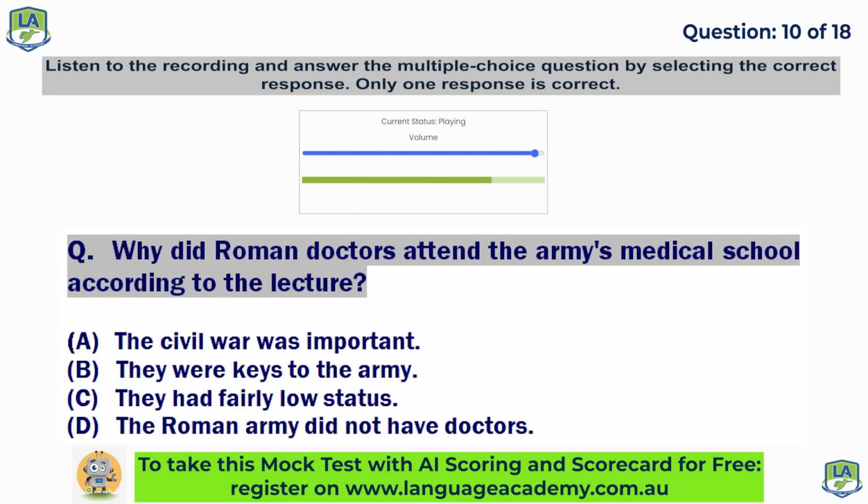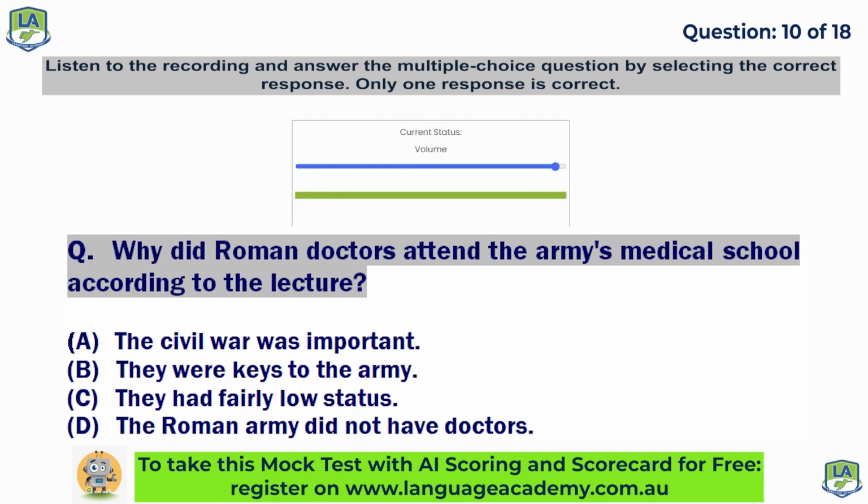In order to improve the medical system, he needed better doctors. So he started making the profession look more enticing. All army doctors were entitled to attend the new army medical school and were given dignified titles, land grants, and special retirement benefits. Before this, doctors had a fairly low status.